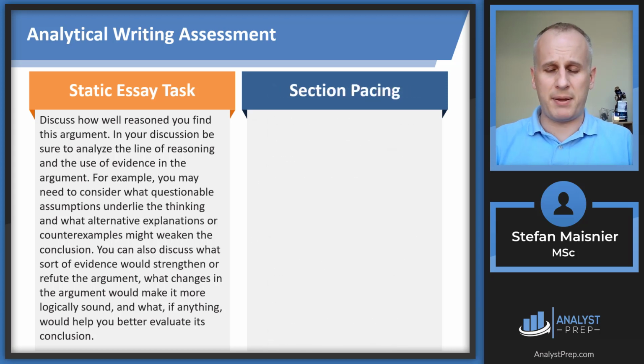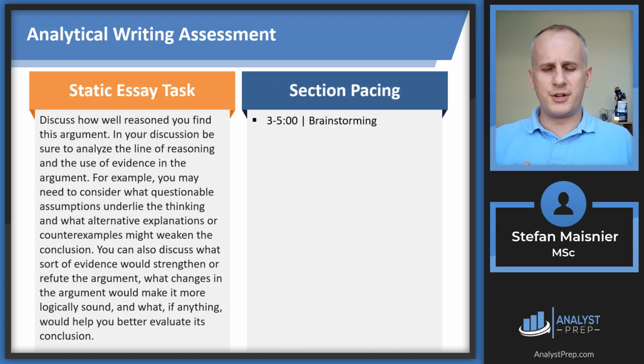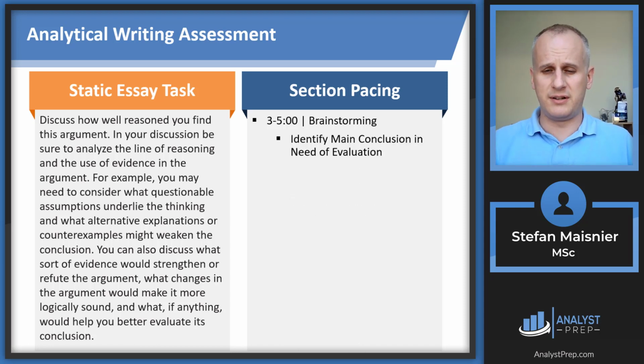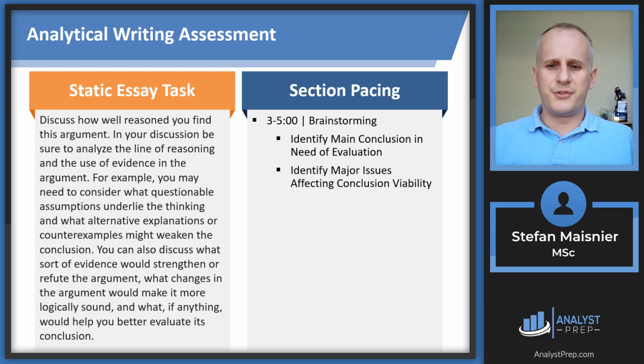So as far as the pacing goes for the essay, you're always going to want to start with 3 to 5 minutes of brainstorming. And in the brainstorming, you first have to clearly identify what the main conclusion is in need of evaluation. You also want to identify major issues within the argument that would affect the viability of that conclusion. So is this sample size too small? Is this a causality that isn't necessarily anything except for correlation? So you're just going to identify as many different issues that need to be further evaluated per the task to determine the viability of the conclusion.